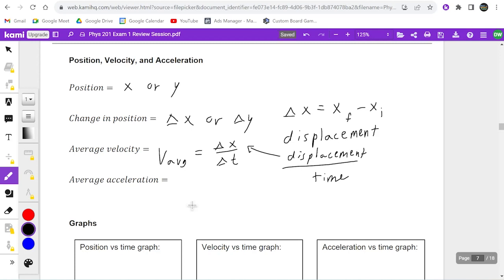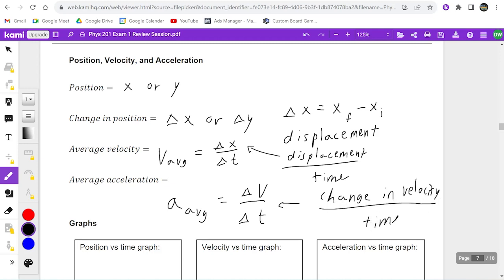And then finally, for average acceleration, a average equals delta v over delta t. In other words, the change in velocity over time. Change in velocity over time.